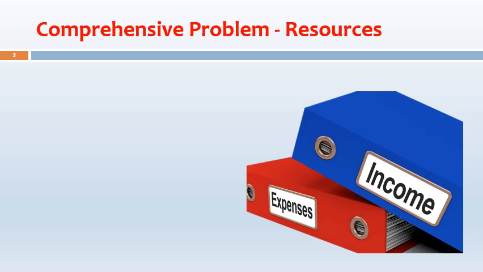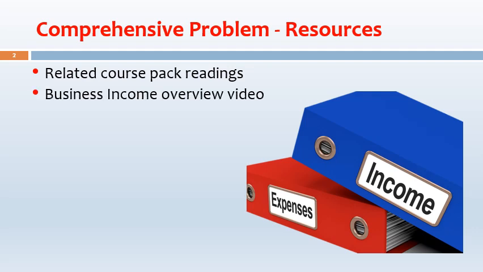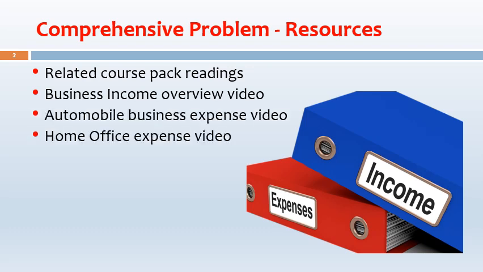Before you attempt this problem, you're probably going to want to have reviewed a number of different resources, as it'll be a little bit difficult to jump right into in and of itself. So obviously the related course pack readings for the business income chapter are going to be crucial to your understanding and success on this problem. Check out the business income overview video as well that's on D2L that covers off the major topics that show up here, and it'll give you a grounding for how to lay out and sort of the formatting of the problem. Automobile business expense video, somewhat useful. The home office expense video, very useful, so you might want to check that out as well.